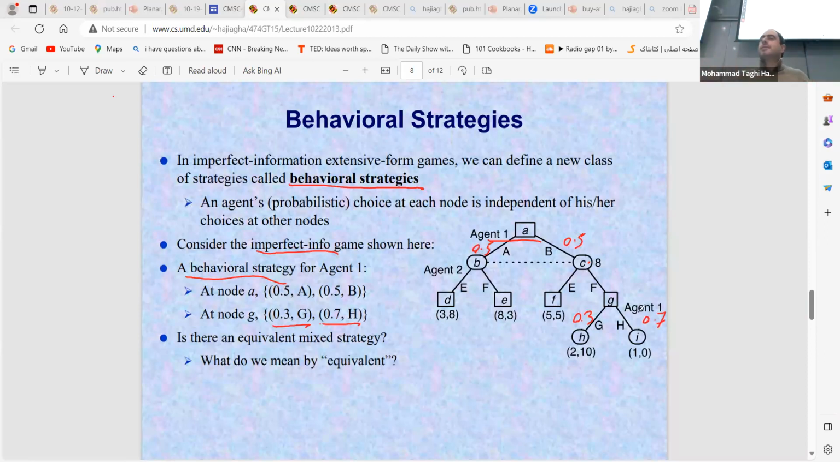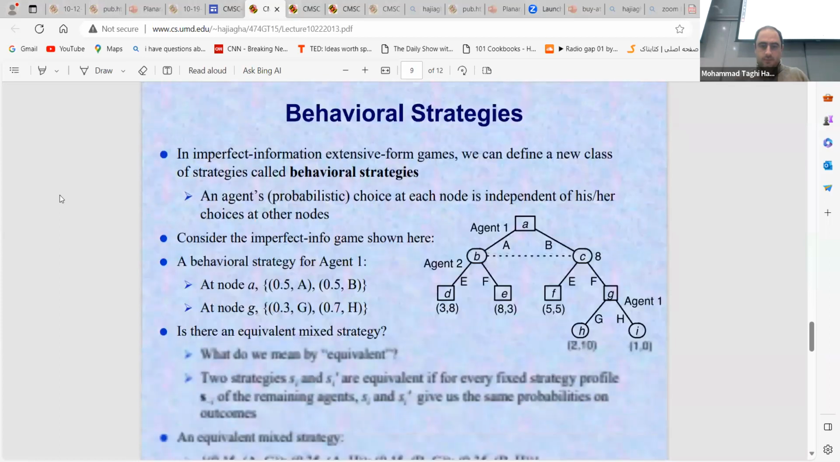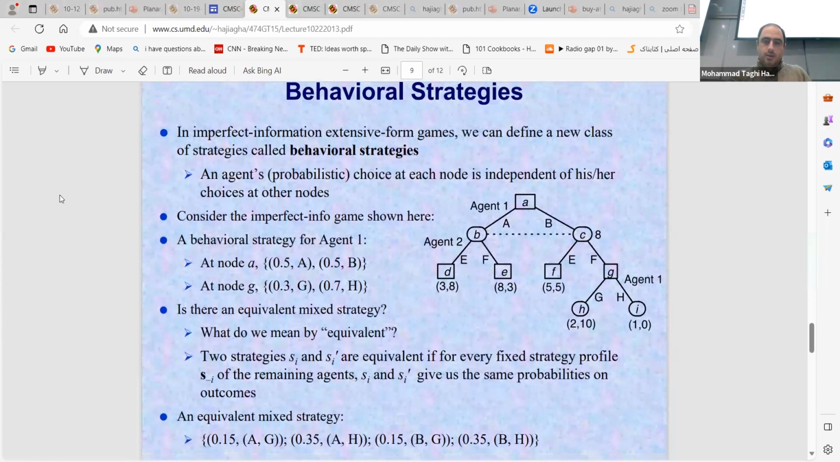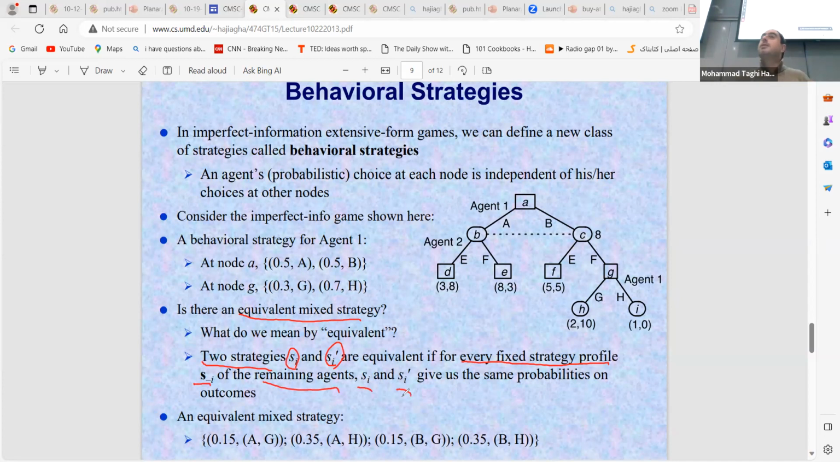Now, this is somewhat similar to mixed strategies. Are they equivalent or not? Of course, then we need to define what the meaning of equivalent is. Good. So we need to define the concept of equivalent. We will say two strategies, Si and Si prime, for agent i, are equivalent if for every fixed strategy profile S minus i of the remaining agents, Si and Si prime give us the same probability outcome.